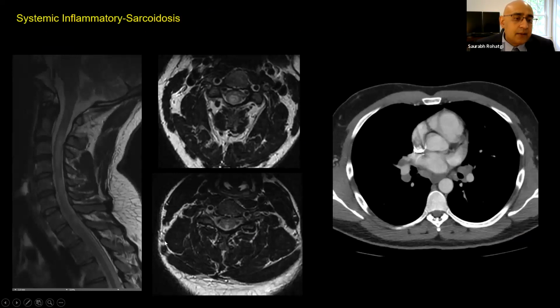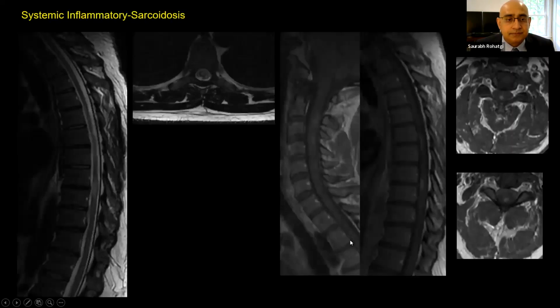This was a case we had of biopsy-proven sarcoidosis, where you have longitudinally extensive cord signal change within the cord itself. And on a chest CT, you see multiple hilar lymph nodes. The thoracic spine also shows these cord signal changes within the thoracic cord with some patchy areas of enhancement.